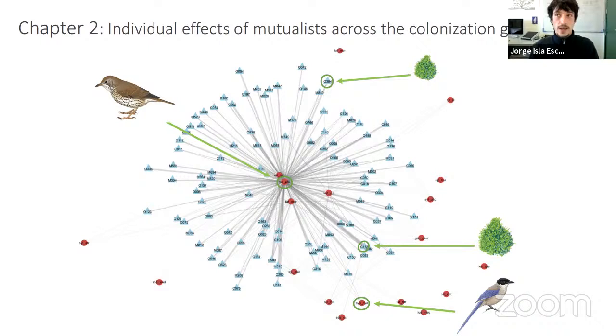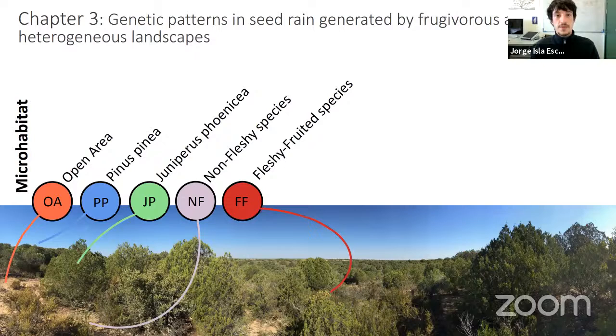And when we finish this chapter, we want to test what happens with the balance between the mutualistic and antagonistic animals. And when we know the role of the different frugivorous species, in the third chapter we want to test the genetic patterns in the seed rain generated by these frugivorous animals in heterogeneous landscapes.